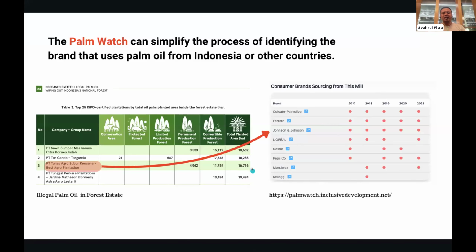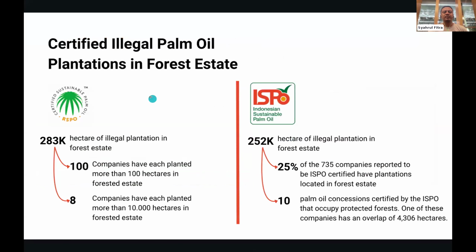So it doesn't take a lot of effort to do research anymore, just to check how much is going to Colgate, how much is going to Ferrero is another thing. But we know that they supply palm oil from this illegal activity by Tunas Agro Subur. So it's something that we can do, and it will be significant to challenge certifications in the future.